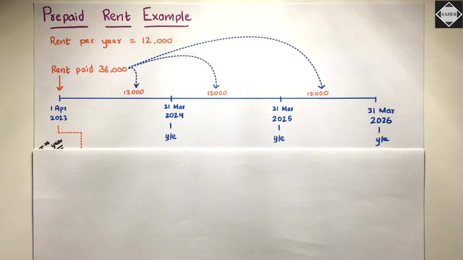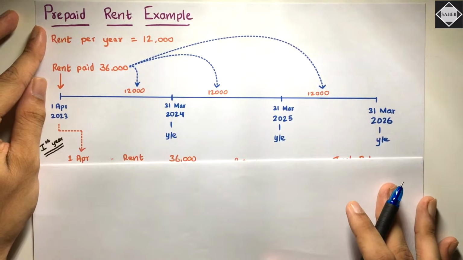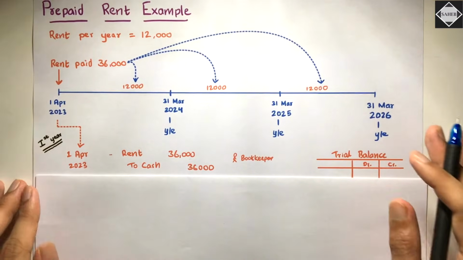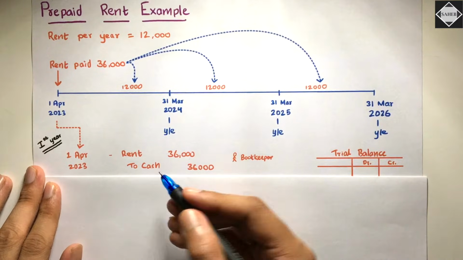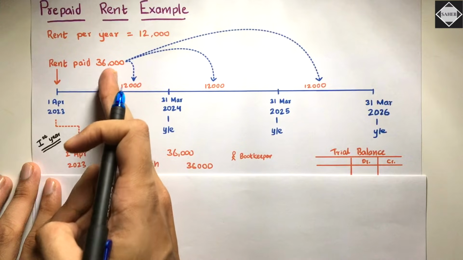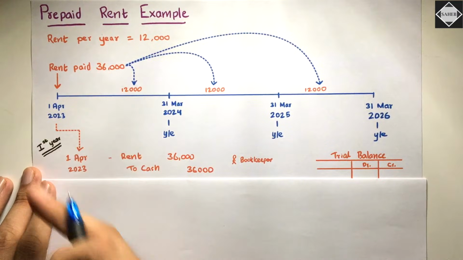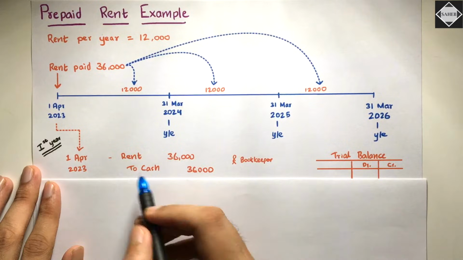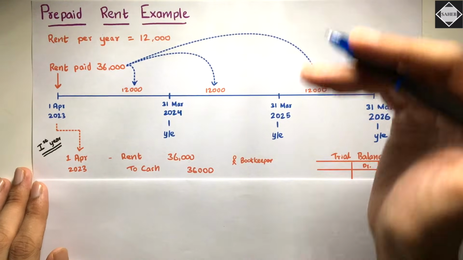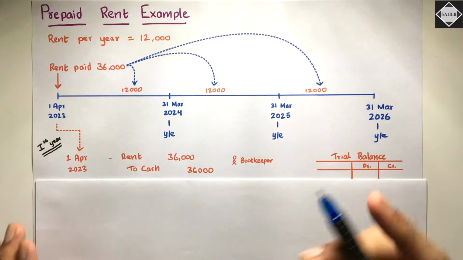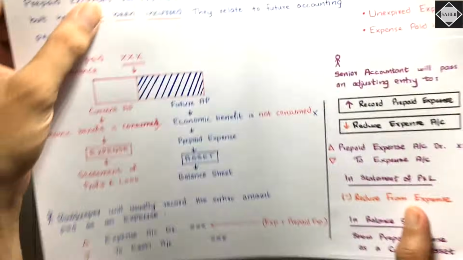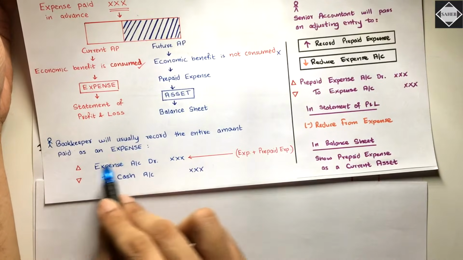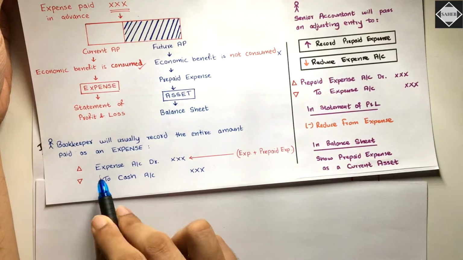Is that clear? Okay, so on 1st April 2023 what happened? Let's see the backstory. In the first year the bookkeeper recorded the transaction like this. See here, 1st April 2023, rent account debit to cash. He treated the entire advance payment as purely an expense. Cash has decreased; he credited the cash and debited the rent account, 36,000, 36,000. I told you, this is what will happen 99% of the time. The bookkeeper will usually record the entire amount paid as an expense. This entry he has recorded: rent account to cash.